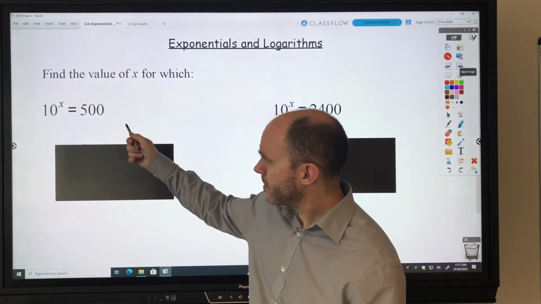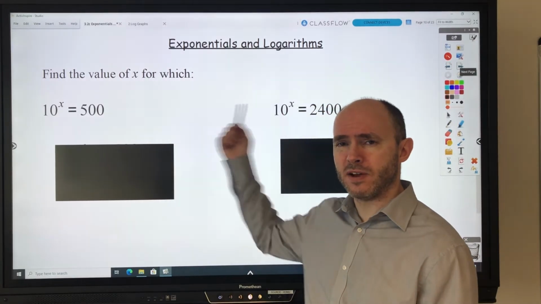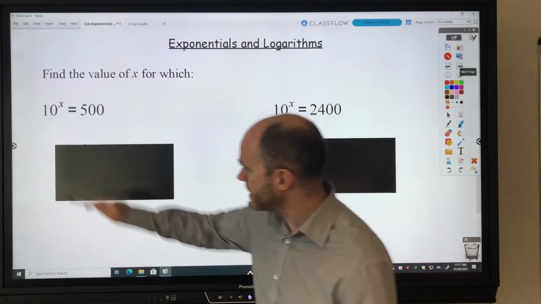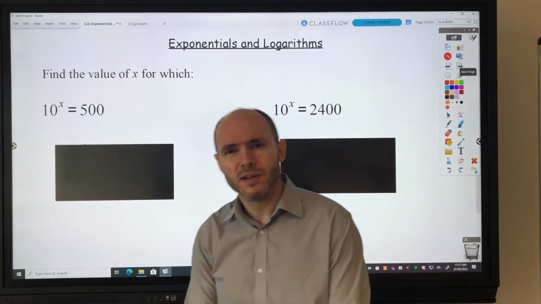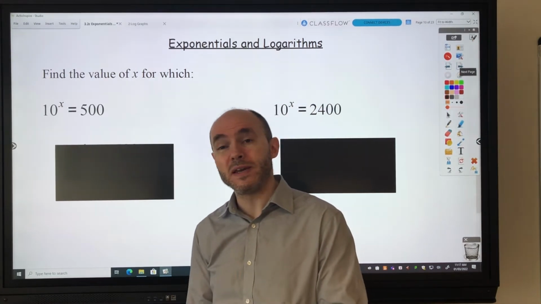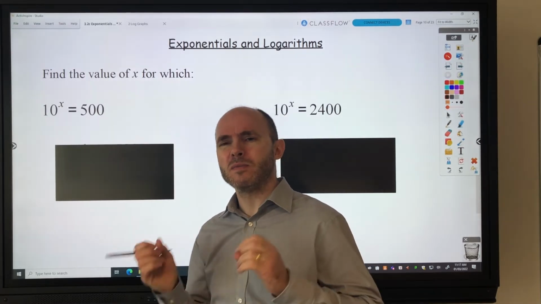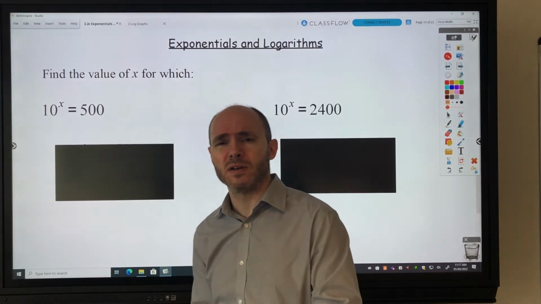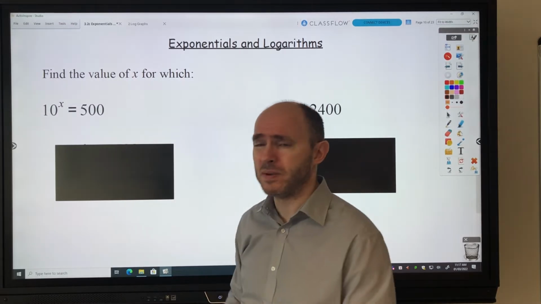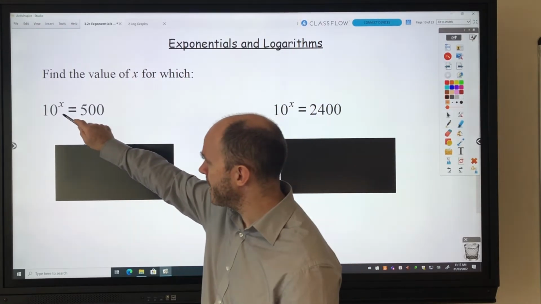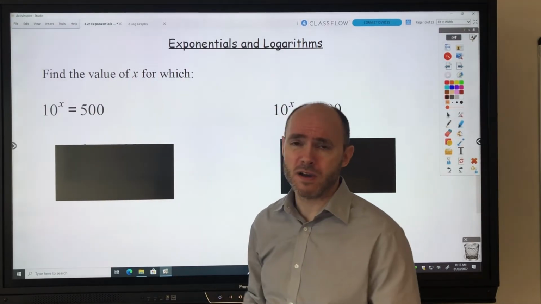Right, next, find the value of x which satisfies these. All right, 10 to the power of x equals 500. Now, so far, the examples I've given you have been lovely values to work with, integers or fractions, something that's workable, something you can do without a calculator. But this one is just a little bit different. You're going to find the value of x that makes 10 to the power of x equal 500.